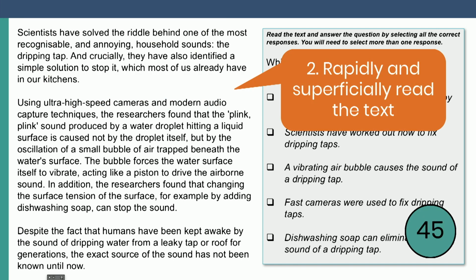We need to do a couple of different types of reading in this particular task, but let me take you through step two. So step two, what I want you to do is rapidly and superficially read the text. What I mean by that is the opposite of deep reading. You are not deep reading the text because there is simply not enough time. Instead, you're reading very quickly, and you may not extract much meaning from this. That's superficial reading, okay?